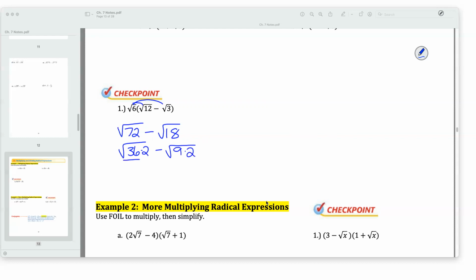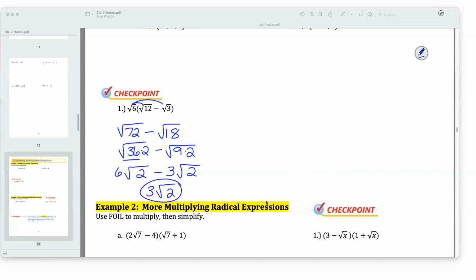The square root of 36 is 6, so that comes out of the radical, and we're left with 6 square root of 2 minus the square root of 9, which is 3. So that comes out of the radical, and I'm left with the square root of 2. And look at that. We have like terms since we have the same exact radical. So 6 square root of 2 minus 3 square root of 2 is 3 square root of 2.